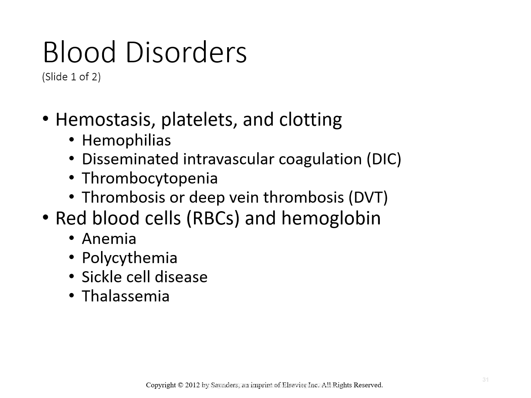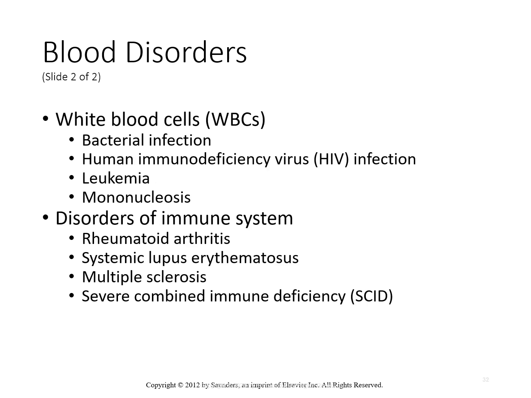And then we also have disorders of your red blood cells and hemoglobin. So anemia, they just are making too few red blood cells. Polycythemia, which is too many. Sickle cell disease, which is red blood cells that just don't function appropriately. And same with thalassemias. White blood cells also have disorders. So bacterial infections, HIV, certain leukemias, and mononucleosis are all disorders of your white blood cells.